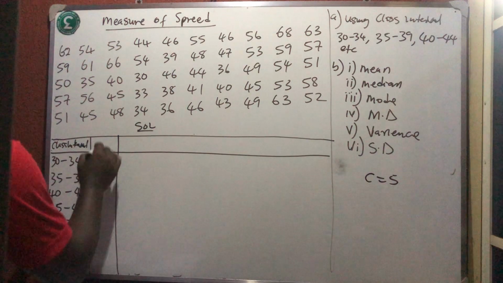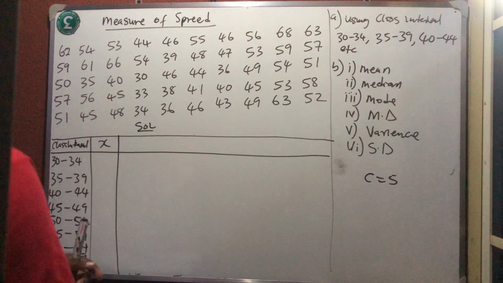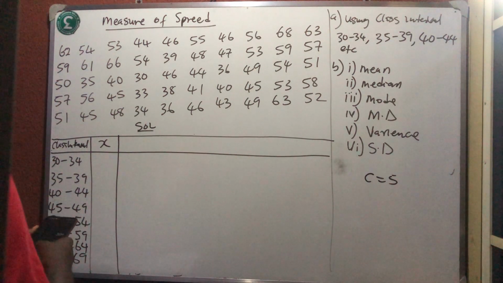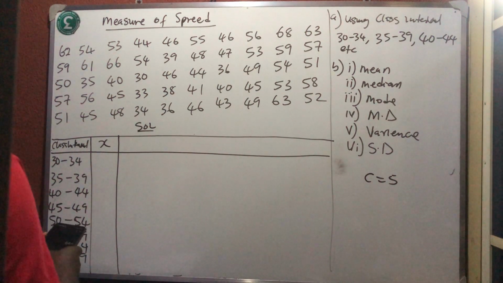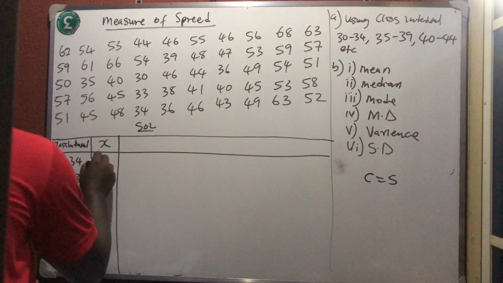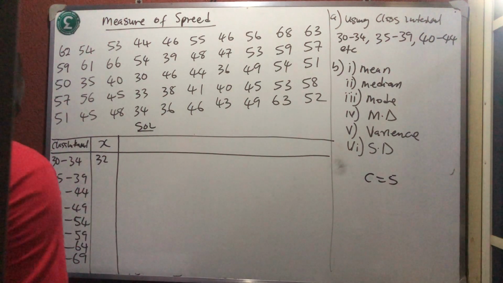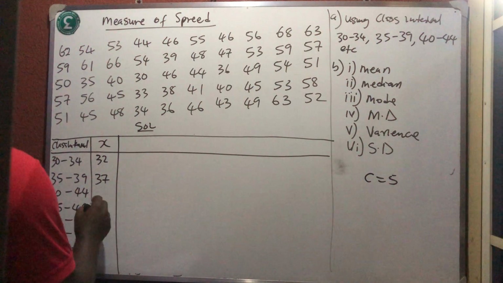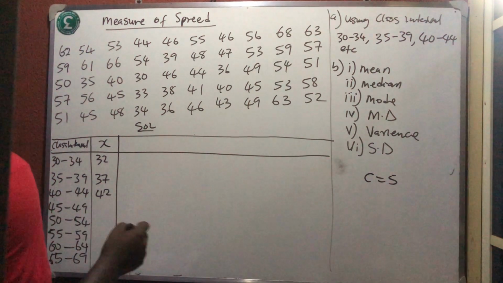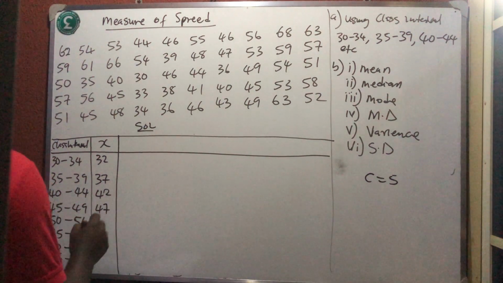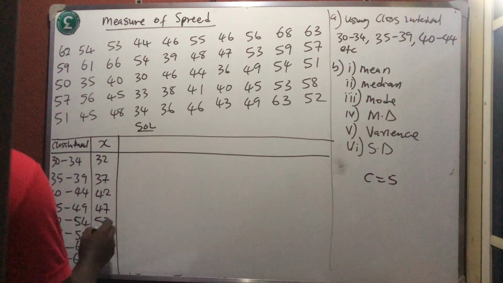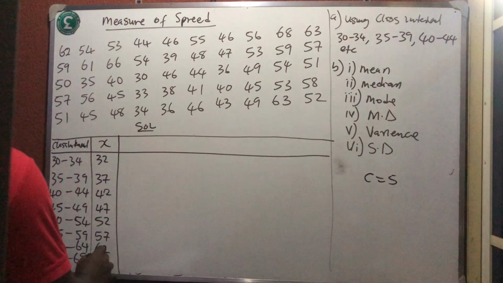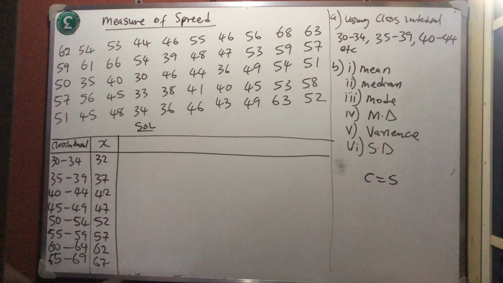The next thing we are getting is our X. To get our X means adding both of them and dividing by 2. So 30 plus 34, then divided by 2. So I'm having 32 here. Do your own: 37, 42, 47. I'm already seeing the pattern, so it will now be 52, 57, 62, and 67. So it has a pattern.